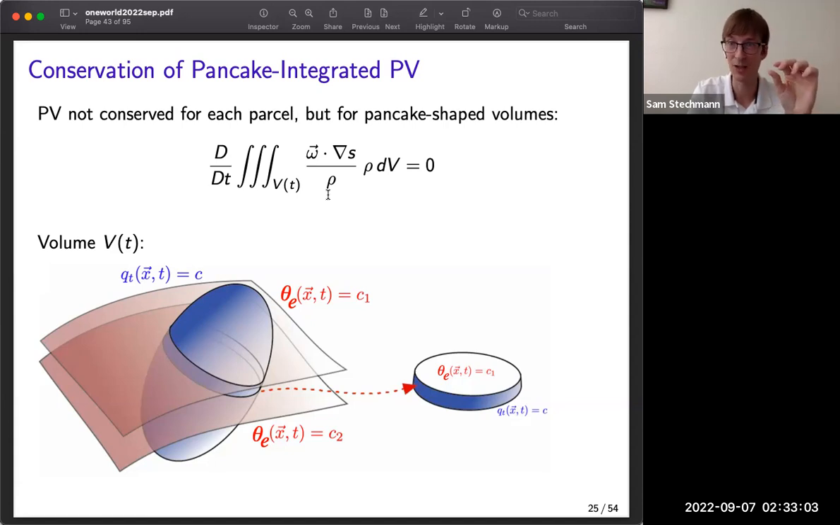And they're shaped like little pancakes, or they could be bigger if you stack some pancakes up. The volumes that you can consider have to be bounded on their sides by constant theta E or constant QT. And so in the simplest case, they look like little cylinders or pancakes. And it's the PV integrated over such a volume and moving with the fluid that is conserved in the case with clouds. There are more complicated details too, but this is the simplest version that relates to all the particle relabeling really nicely.